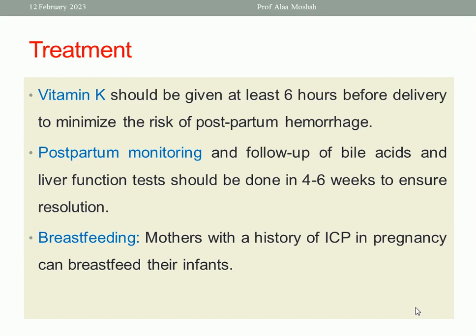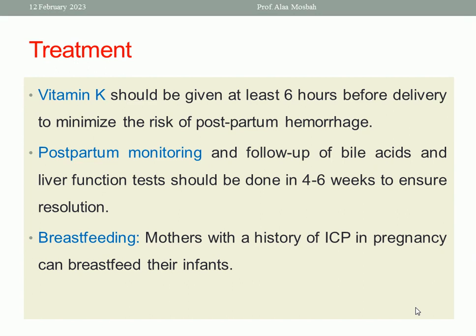Okay. Postpartum monitoring is important and you should do follow-up. For what? For bile acid. This is the most important. And the liver function test, and it should be done in 4 to 6 weeks to ensure resolution. So I'll do monitoring for bile acid and the other liver function tests for 4 to 6 weeks to ensure resolution. Okay? What about breastfeeding?